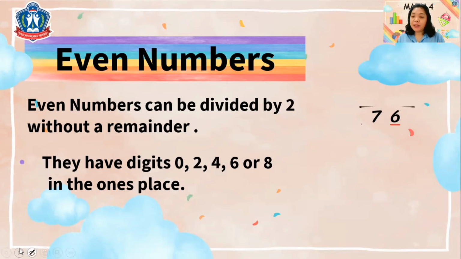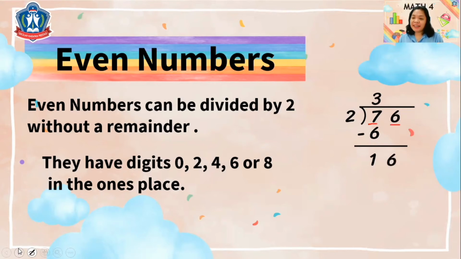And let's divide by 2. Let's see if it has no remainder. So let's divide 7 tens by 2. That is 3. So 3 times 2 is 6. Let's subtract. That is 1. So we have 1 ten, and let's bring down the 6 ones.